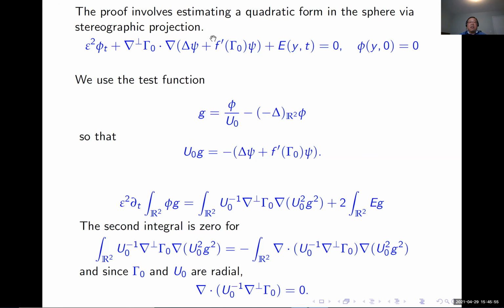We need to multiply this equation by some quantity, okay? So what is the right quantity to multiply? Well, the right quantity is Φ, but then this is not good, okay? So the right test function is Φ/U0, where U0 is the kernel. You multiply this function inside, and then using the transport property, this term becomes 0. And so you have some conservation law. And what is Φ times g?